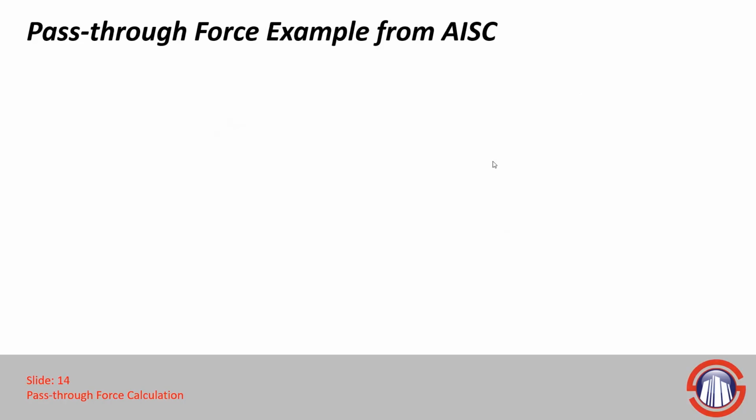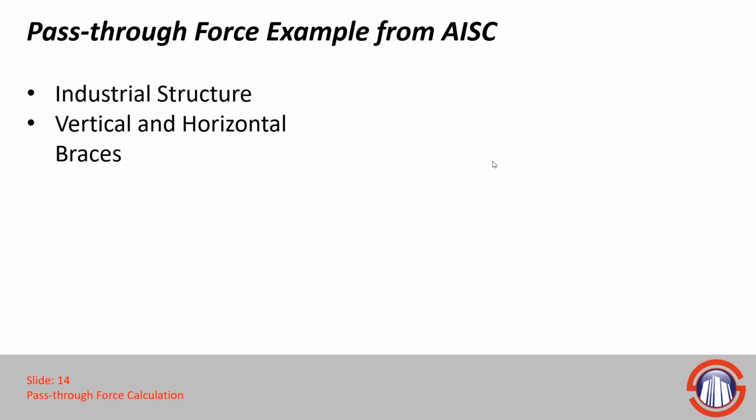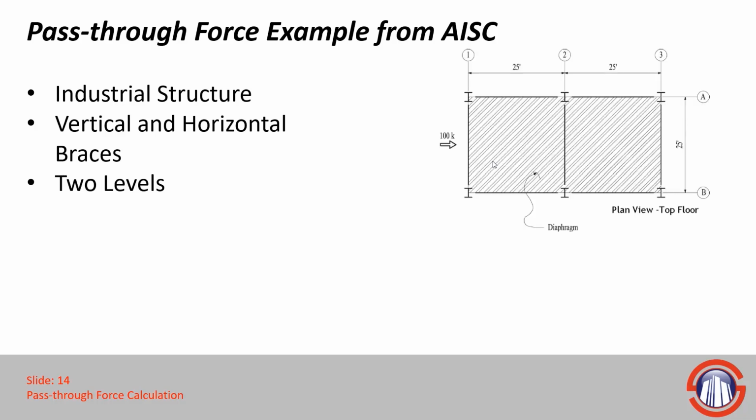So now we're going to look at a quick calculation example. And this example actually came from an example guide from the AISC. So for a bit of background, it's an industrial structure, and it has vertical and horizontal braces, and it's 2 levels. So here's the top level. And we can see here that we have a diaphragm representing the floor system on the top level. We have some I-beams or wide-flange shapes representing the columns, and they're spaced at 25 feet in each direction. And we have a 100 kip load applied to this diaphragm.